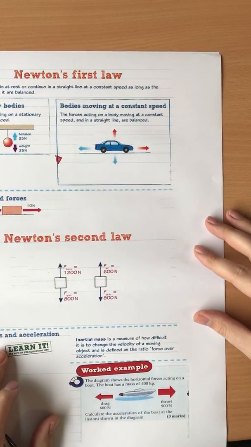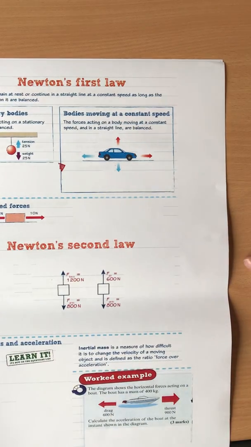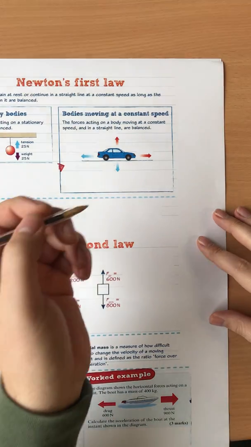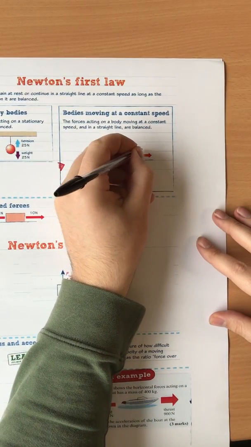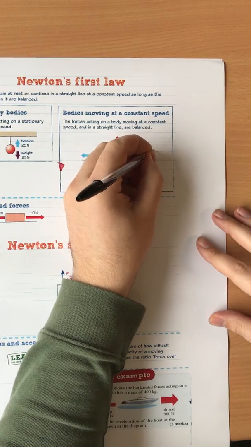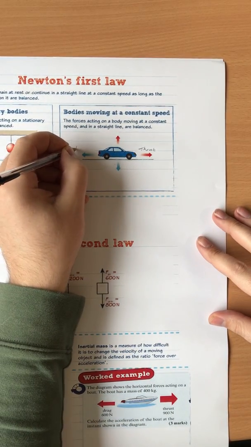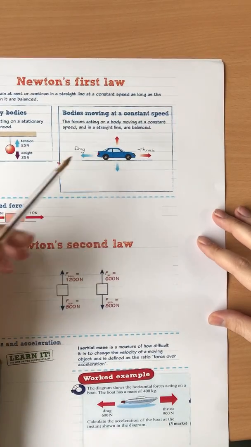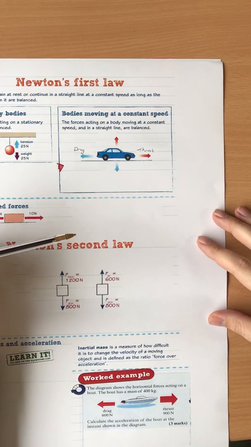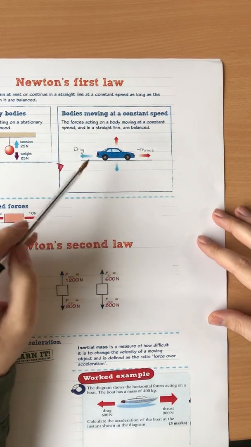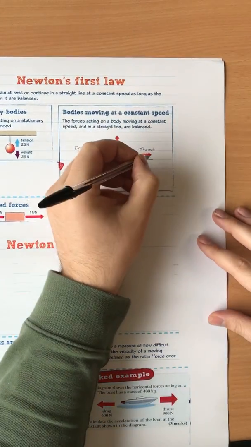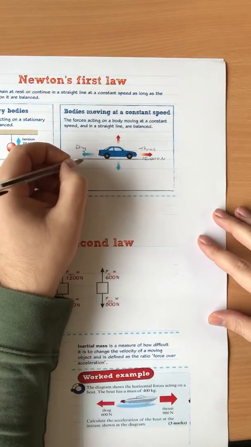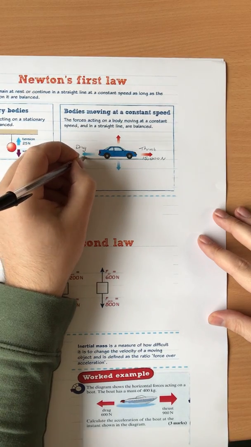Let's take the example of a car moving at a constant speed. Let's label the force arrows on the car first. This force arrow will be the thrust force from the engine, and this force arrow back here will be the drag, and that would be caused by friction between the car tires and the road and air resistance. These force arrows are the same length, they are balanced. Let's assign numbers. The thrust force arrow is 15,000 newtons and the drag arrow is also 15,000 newtons.